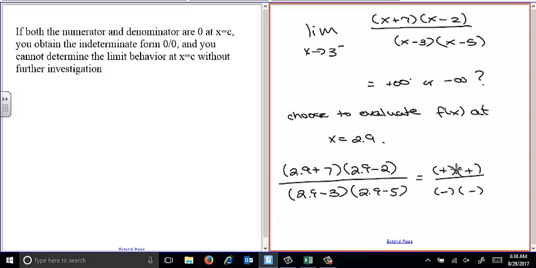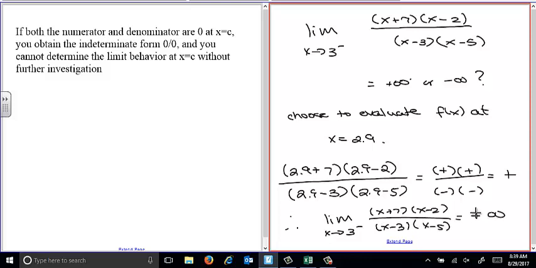Well, positive times positive is always a positive. All you really have to do is count the number of negatives that you have, whether it's in the numerator or the denominator. So I've got 2 in my total equation, therefore that's an even number, and therefore the final answer is positive. So we can say the limit as x approaches 3 from the negative side of my function here is equal to positive infinity, and that's your answer. So that's basically the procedure.